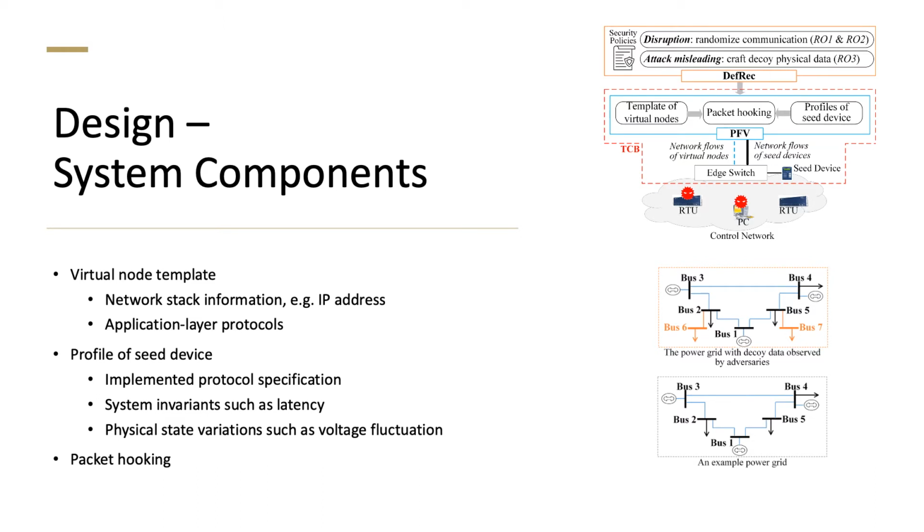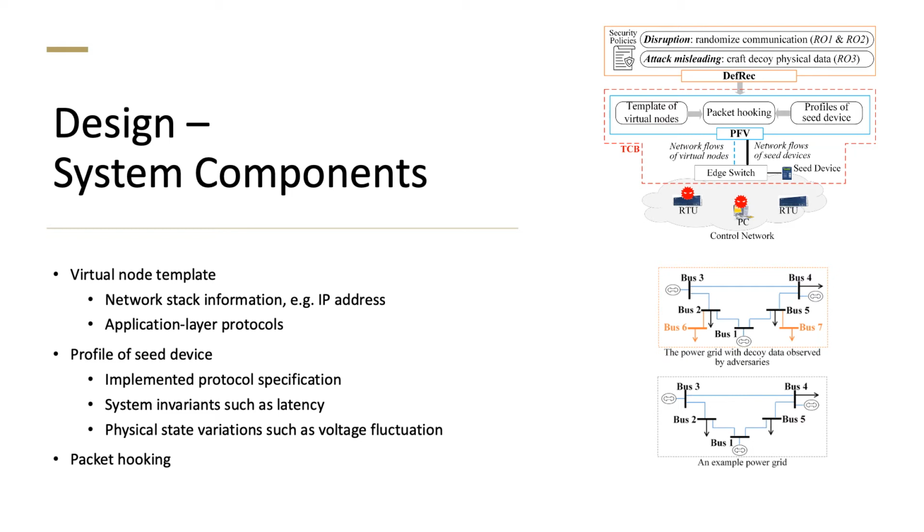And now let's move on to the components of the system. As we've mentioned earlier, DevRec inserts some sort of virtual nodes into the system. To insert these virtual nodes, you first need a template, which includes the network stack information, for example, the IP address, and also the application layer protocols. It just means how this node should interact with other nodes within the same network.